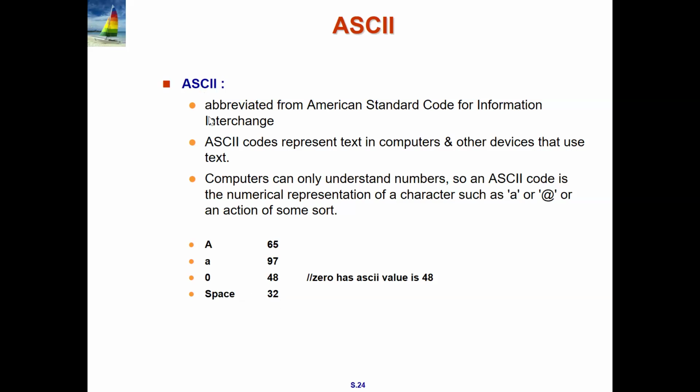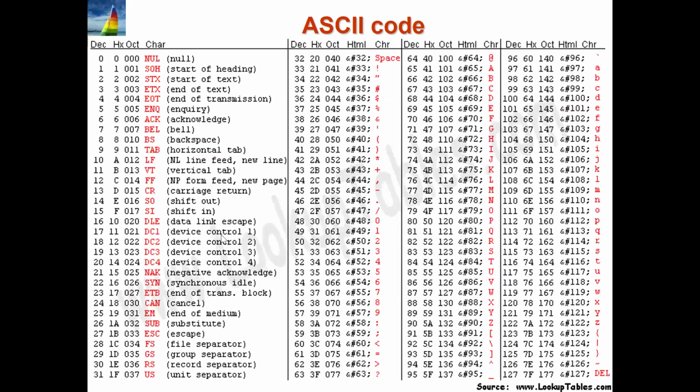So what is ASCII value? It is abbreviated from American Standard Code for Information Interchange. ASCII code represents text in computers and other devices. Computers can only understand numbers. So an ASCII code is a numerical representation of a character such as A, like that. So this is the ASCII code. You can search and look at that.